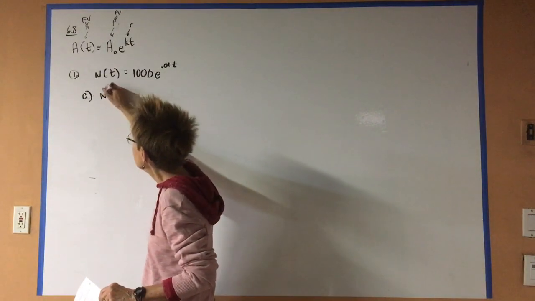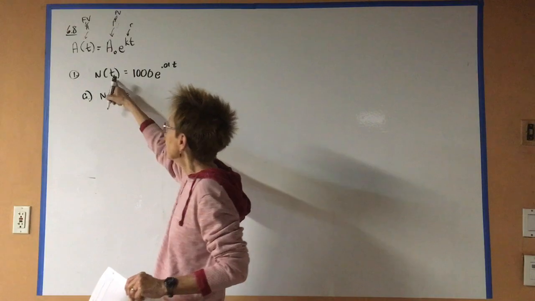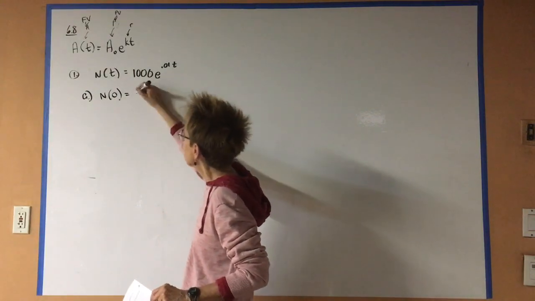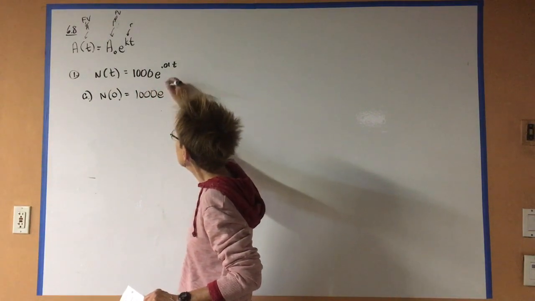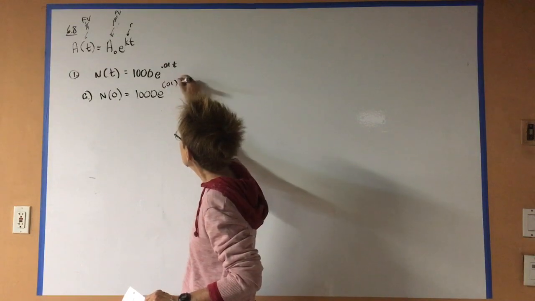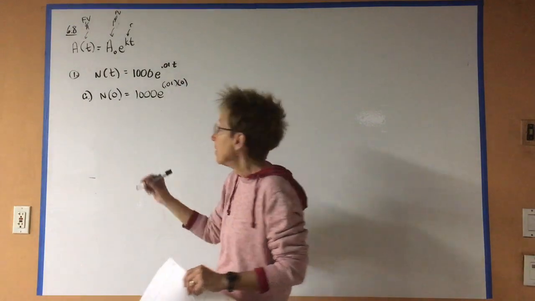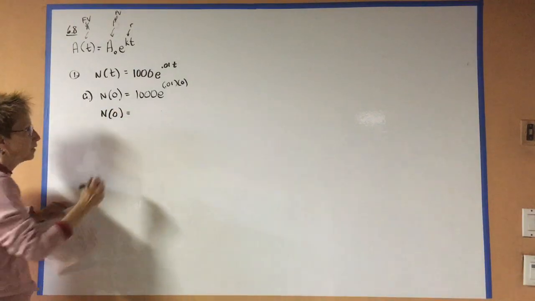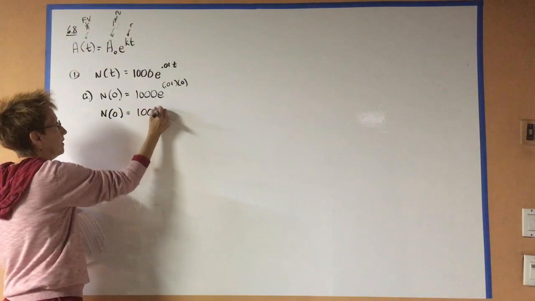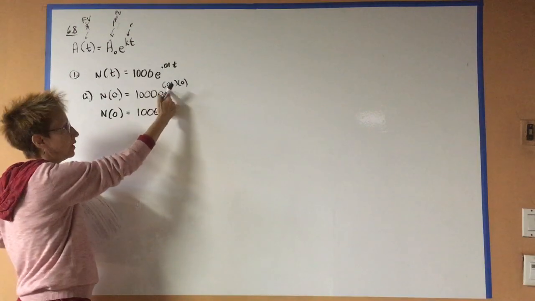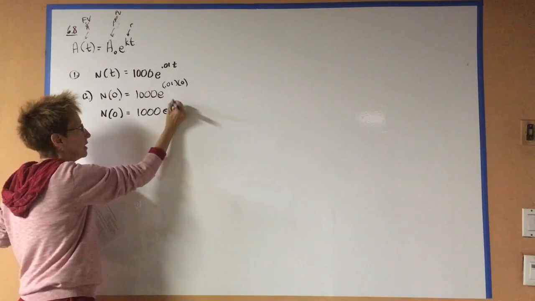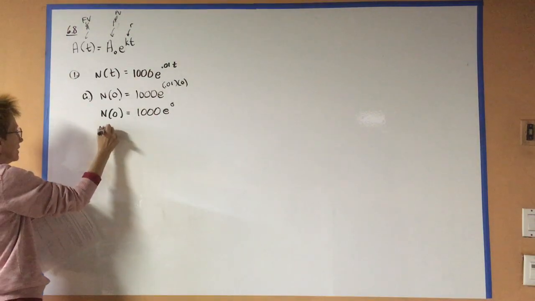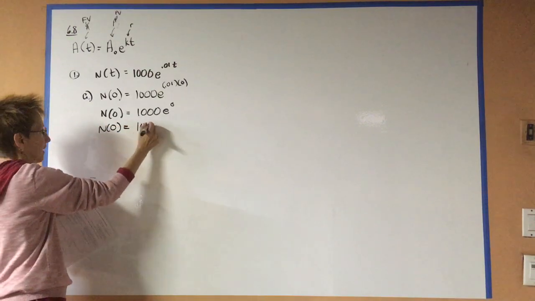Basically what they're asking me to figure out is N of 0. So when time is 0, I plug in 0 for time. 1,000 e to the 0.01 multiplying with time, which is 0. So N of 0, the amount present at time equal to 0, is equal to 1,000 multiplying with e to the power of what? 0.01 times 0 is 0. So N of 0 is equal to 1,000.